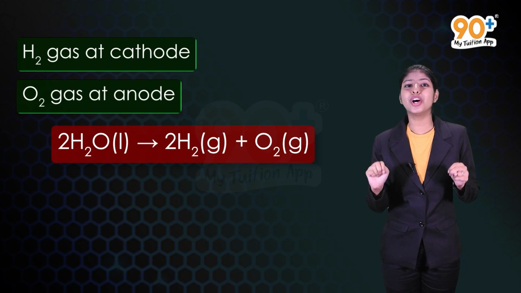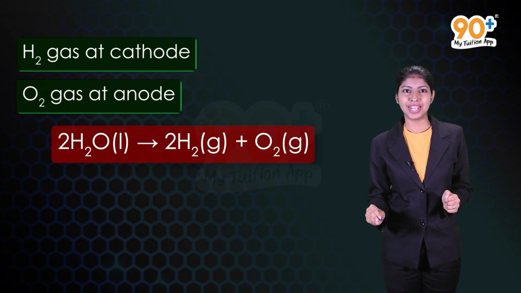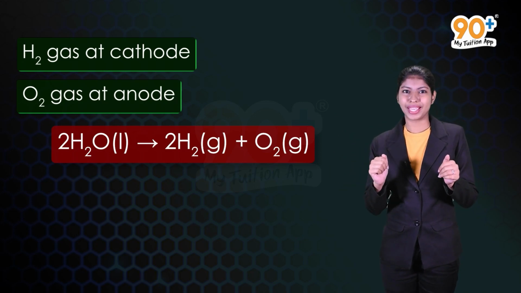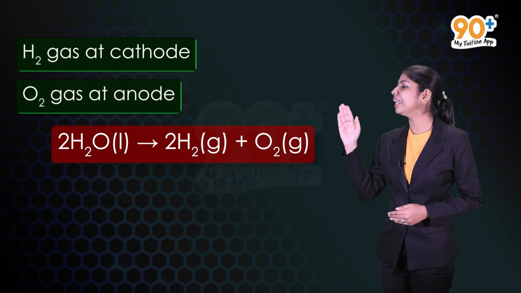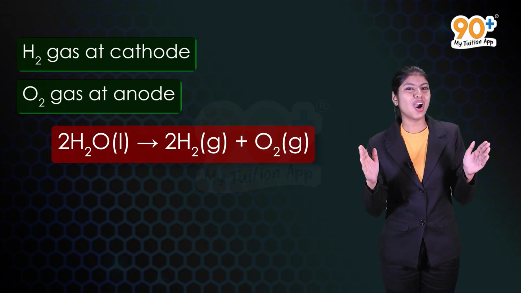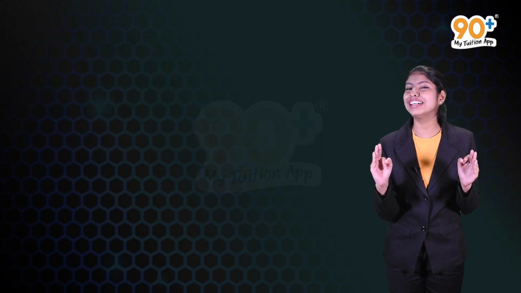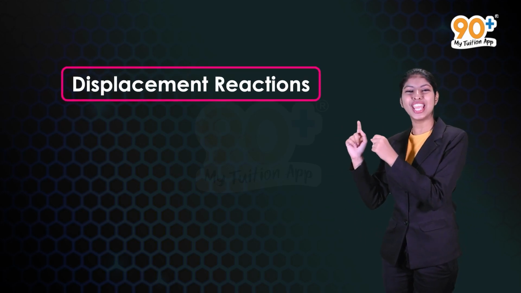Thus, 2 molecules of water are electrolyzed to give 2 molecules of hydrogen gas and 1 molecule of oxygen gas. Or we can say that the amount of hydrogen gas collected would be double that of oxygen gas. Now let's discuss the third type of chemical reactions, that is displacement reactions.